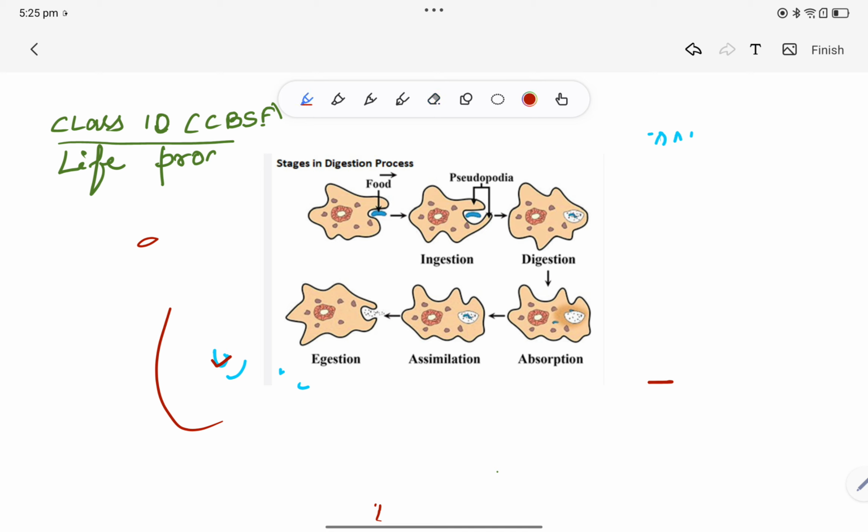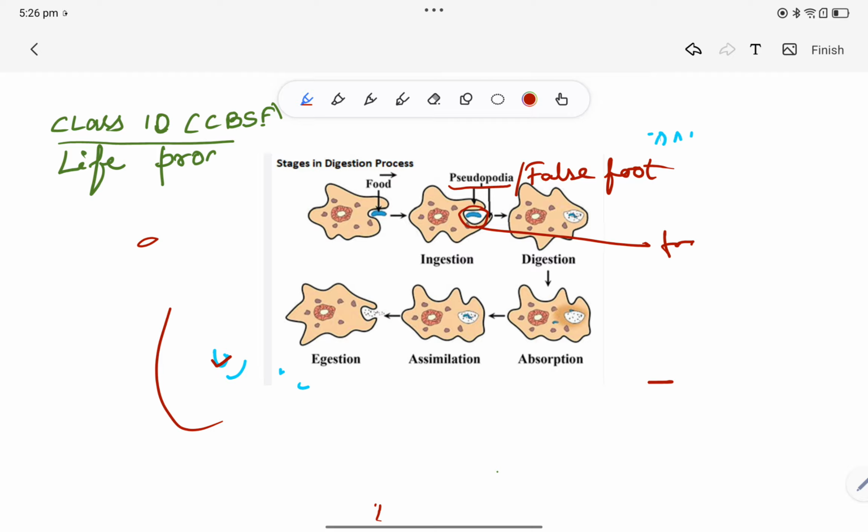So in this picture we can see an amoeba, a single celled organism. First, it makes a food vacuole. You see, this portion is a vacuole. It is made by the pseudopodia. Pseudopodia is also called false feet. So via this pseudopodia, see this blue part, it is the food. The food is ingested inside the food vacuole. So this one is our food vacuole.